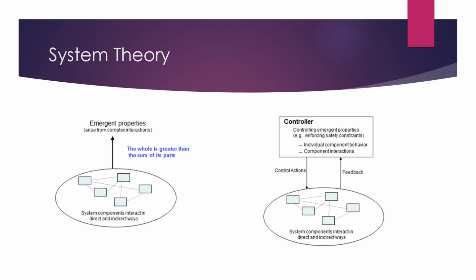So the controller will be controlling emergent properties, that is enforcing safety constraints, individual component behavior, and component interaction. So it will send an output to the system with control actions, and from the system we will take the feedback, and this is called the feedback loop.